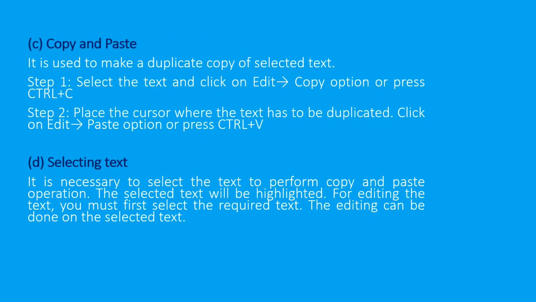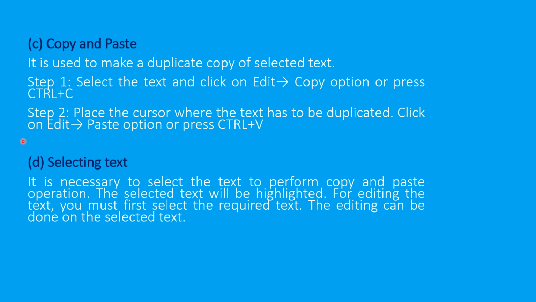Next option is copy and paste. This option is used if you want to duplicate a copy of selected text or any file or folder. Select the text, file or folder, then go to the edit menu, click on the copy option, or you can press the shortcut key Ctrl plus C. Now move to the location where you want to duplicate the text, file or folder, click on that area, then again go to the edit menu, click on the paste option, or you can press the shortcut key Ctrl plus V.